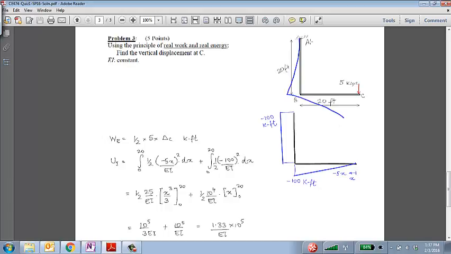Because this entire structure is acting like a spring, if you will. And all of the external work will store in all of the internal energy of the structure.